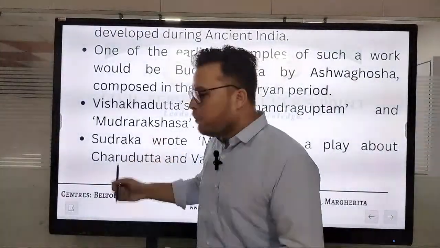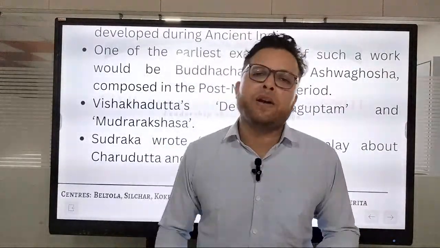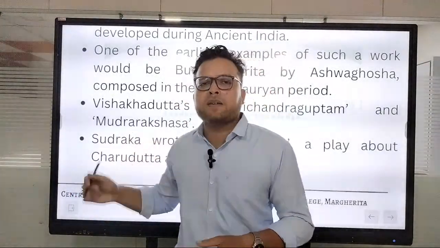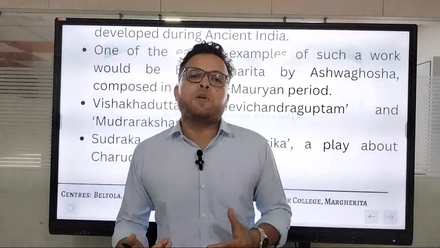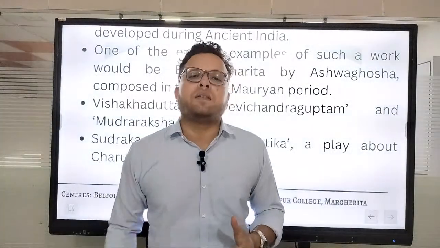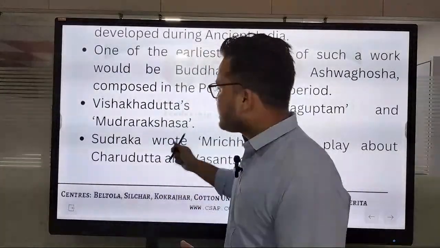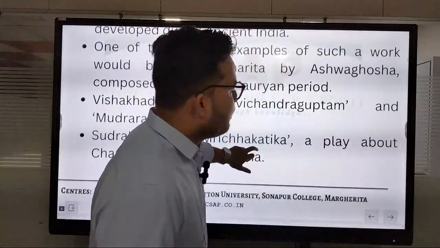See, although Mudra Rakshasa was written down during the Gupta period by Vishakhadatta, it talks about a different era. It talks about the Mauryan period. Basically, the theme of this work is how Chandragupta Maurya, with the help of Chanakya, came to power by dislodging the last Nanda ruler Dhananand. That is the theme of Mudra Rakshasa. Am I clear?